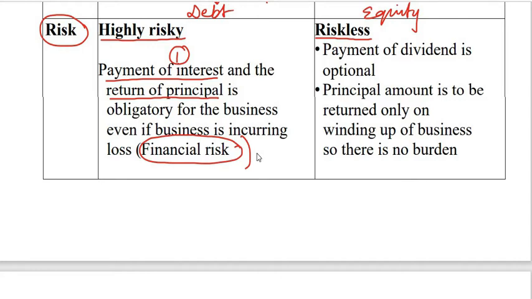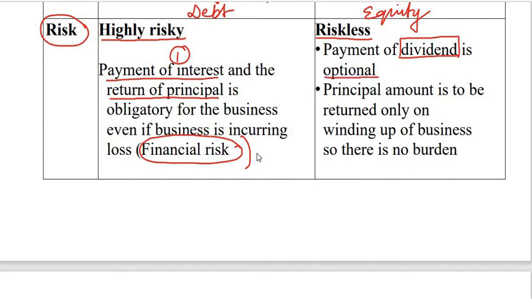Whereas if you come to equity, payment of dividend is not compulsory. Payment of dividend is optional, and the principal amount of equity is to be returned only when the company is winding up the business. So there is no burden that they have to return the money. There is no compulsion for you to pay dividend, and as far as principal amount is considered, it is to be returned only when you are winding up your business. So equity is considered as riskless, whereas debt is considered as highly risky for the company.